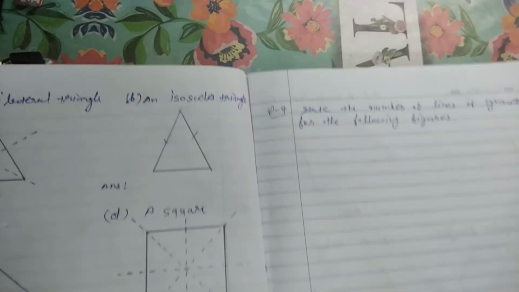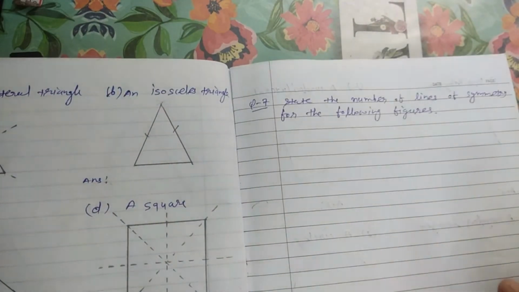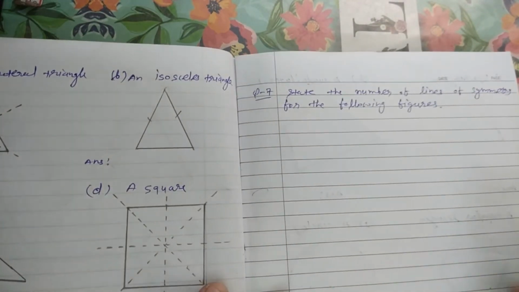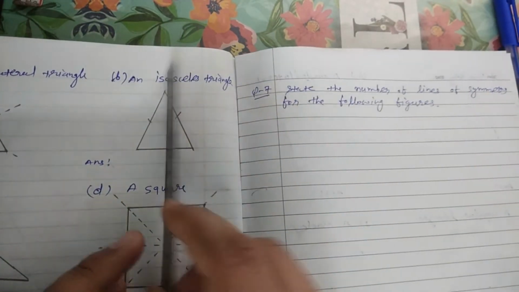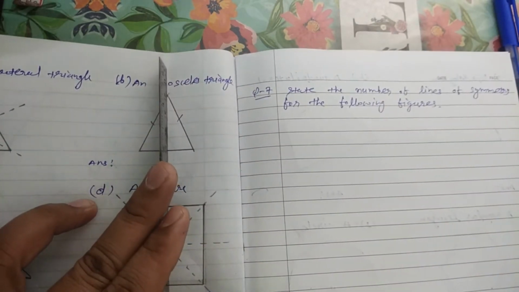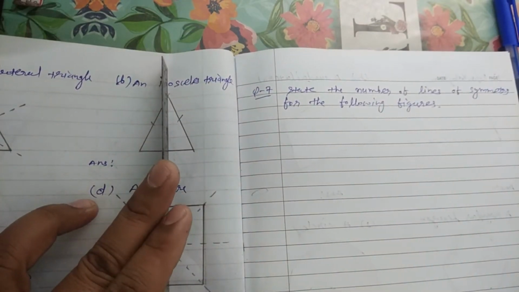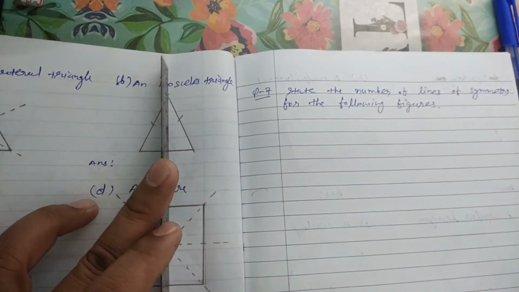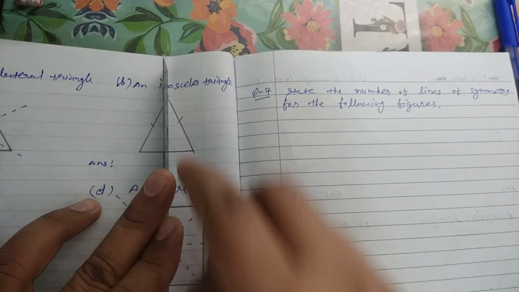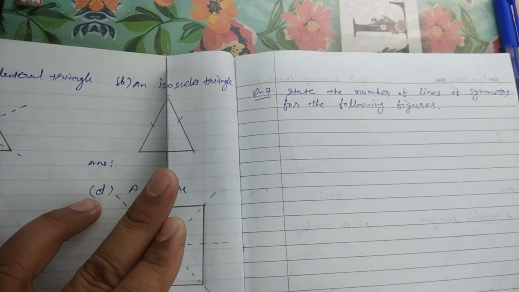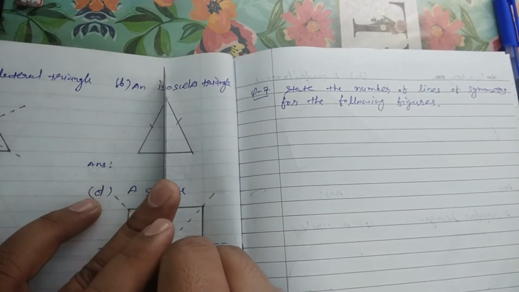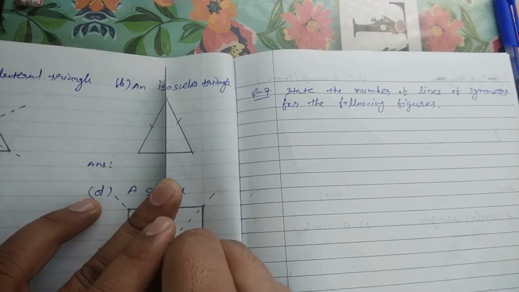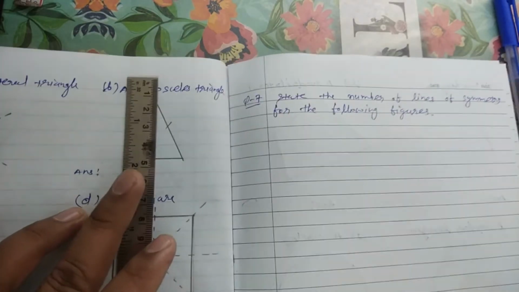Next, number B, an isosceles triangle. Now we will check whether, as in the equilateral triangle, it has 3 lines of symmetry or not. First of all, we will check from this vertex to the middle point of the opposite side. We can see that these two parts look exactly the same, and when we fold them along this line, they will coincide with each other perfectly. So this is one line of symmetry.